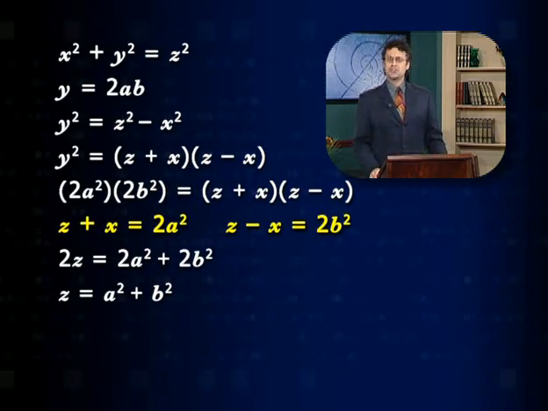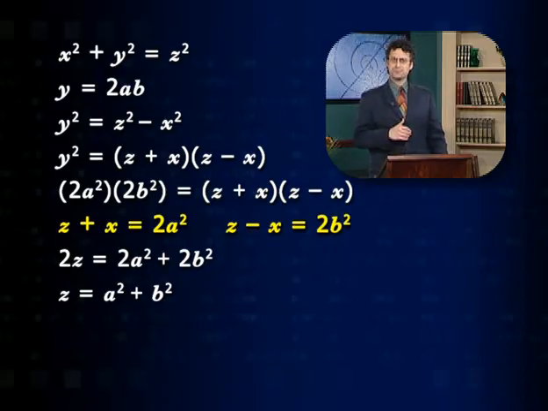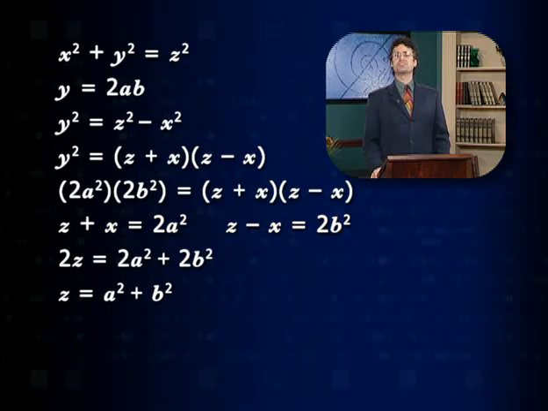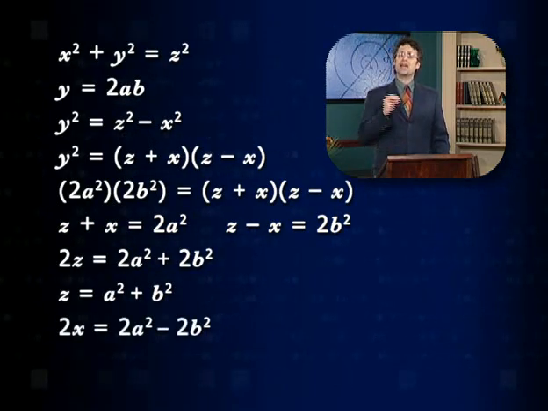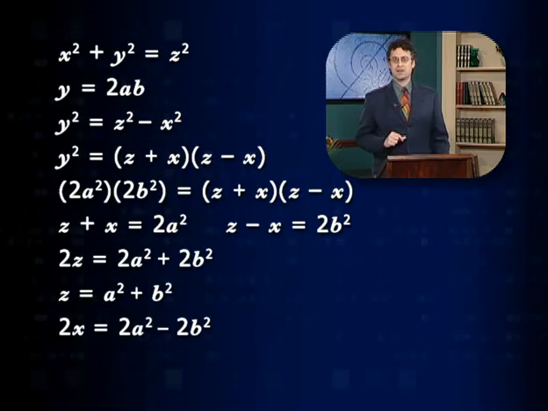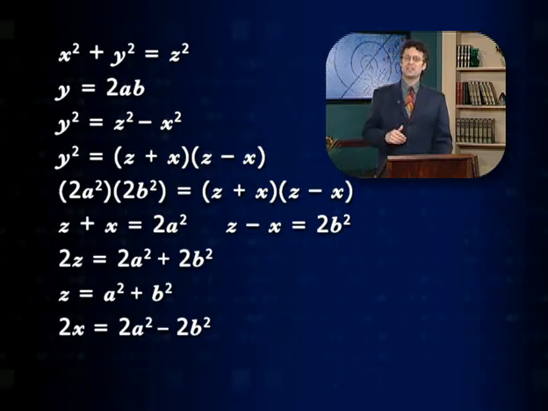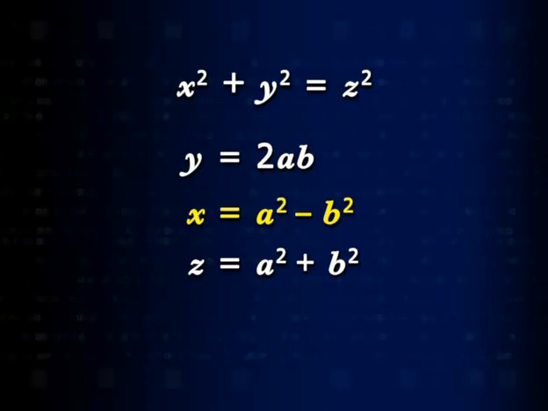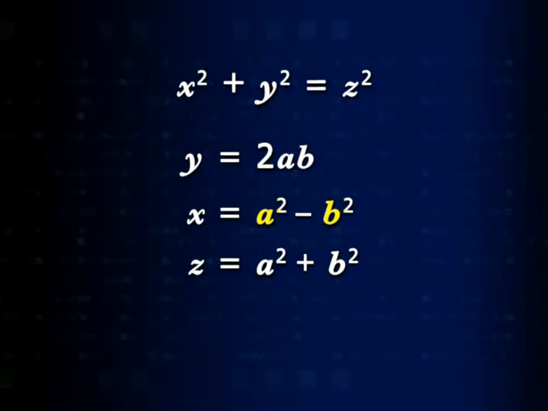If we go back to the two equations, and now instead of adding them, we subtract them, then in this case, the z's will cancel out, and we'll see that 2x equals 2a squared minus 2b squared, which, when we divide both sides by 2, yields x equals a squared minus b squared. And if we assume that the natural number a is larger than the natural number b, then we see that x is also a natural number, because a big natural number minus a smaller natural number is a natural number.